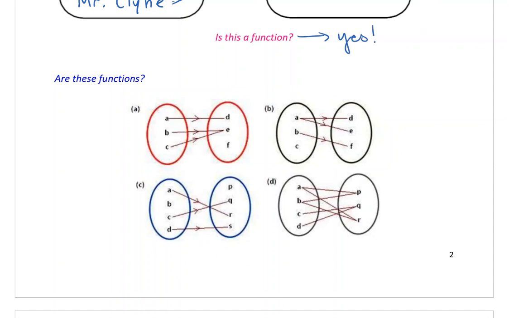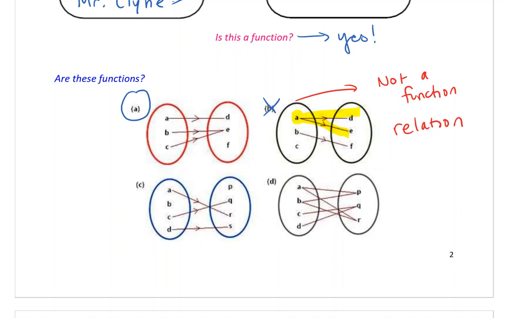All right. So now you took a look at those. Do we decide which are functions? So A is a function because A goes to D, B goes to E, and C goes to E. Now, it's okay that B and C both go to E. That is still a function. B is not a function because right here, this value, see how A is going to two different things? Okay, that means this is not a function. However, we could call this still a relation. So there's still a relation, but it's not a function.